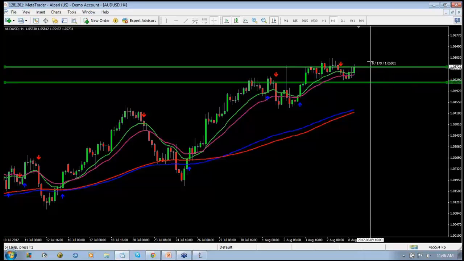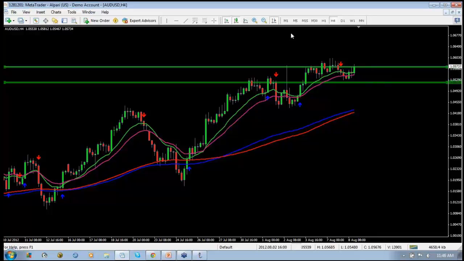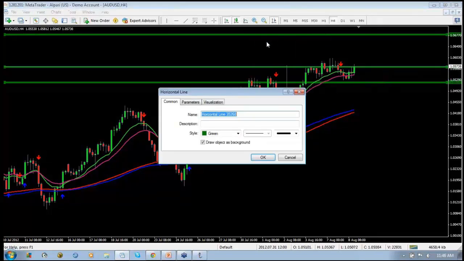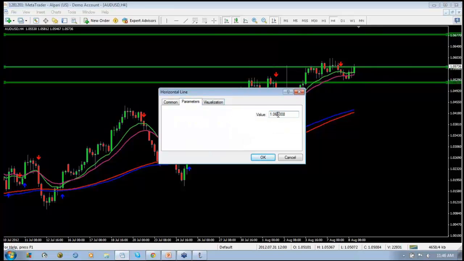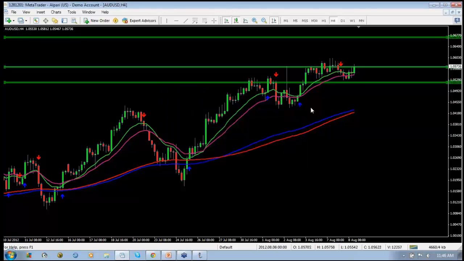We've got the longer-term moving averages are in buy. The blue is above the red. Okay, the lime green is above the magenta, and we've got a nice little pullback taking place here. Everything is in line except for our short-term moving average.